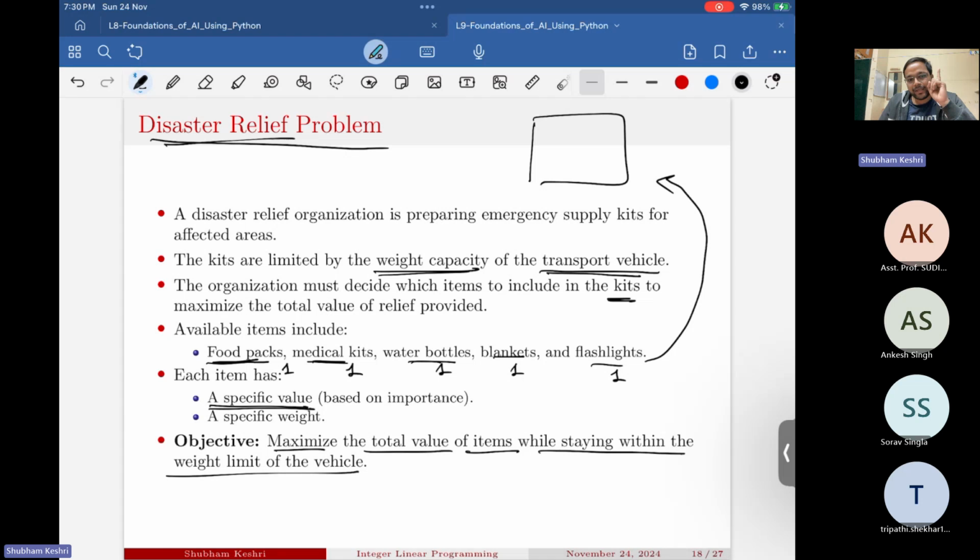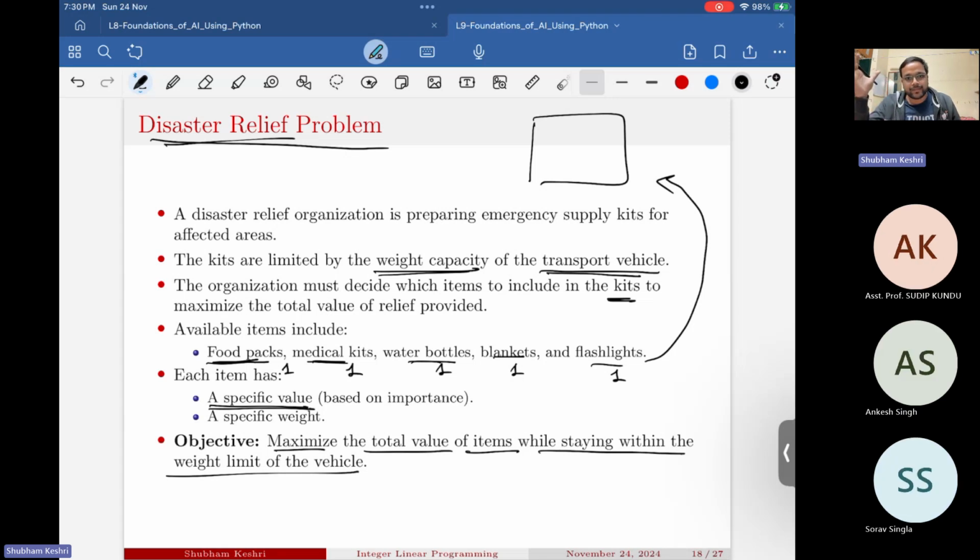You can either pick the flashlight or you can just leave out the flashlight. You cannot have 5 units of flashlight. For the knapsack problem, this is how it is. When you're talking about multiple units of each item, it becomes a different problem, which we are not talking about. For the knapsack problem, it is only 1 unit of that item. Either you pick that item or you don't pick that item.